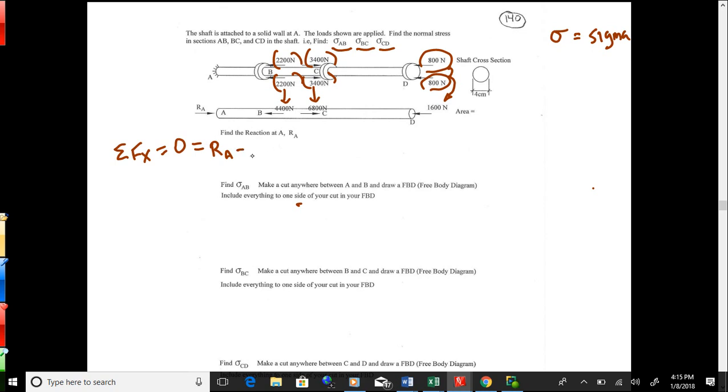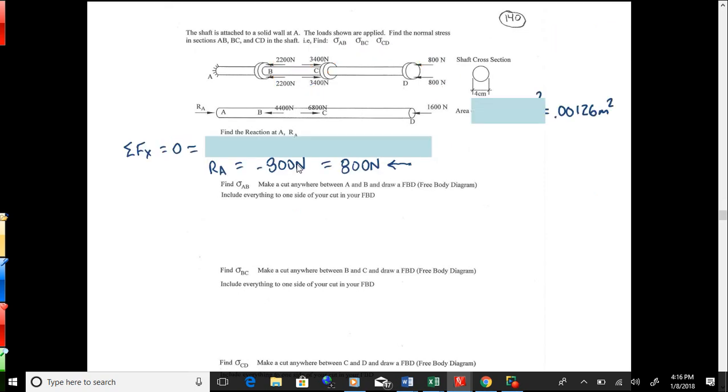And then I've got 4,400 negative. And then I've got 6,800 positive. And then I've got 1,600 negative. Okay. And those are all newtons. I didn't label every one, but there you go. I'll label one of them. Okay. So we can go ahead and solve for the reaction. And that'll get us all the forces that act on this object. Okay.